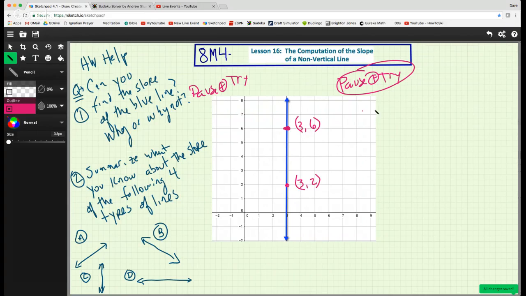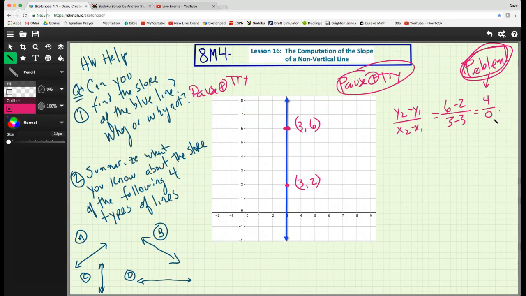To find the slope. Okay, so let's recall. I'm assuming you've done this. So let's try this. y2 minus y1 over x2 minus x1. So my change in y's is 6 minus 2, over 3 minus 3. Well, I get 4 over 0. Well, this is a problem. This is a big problem. You cannot divide by 0.